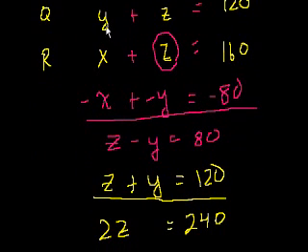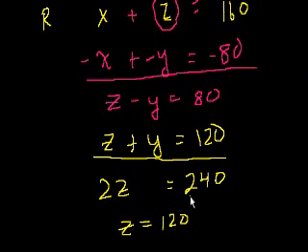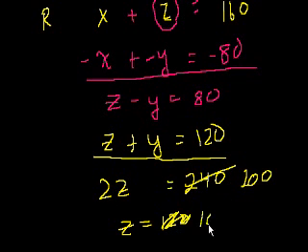And then this equation says Y plus Z is equal to 120. Oh, I see my mistake. You see, I made it right at the end. Z minus Y is equal to 80. Z plus Y is equal to 120. 80 plus 120 is not 240. 80 plus 120 is 200. So 2Z is equal to 200. Z is equal to 100. Boneheaded mistake. So the answer is 100, D.